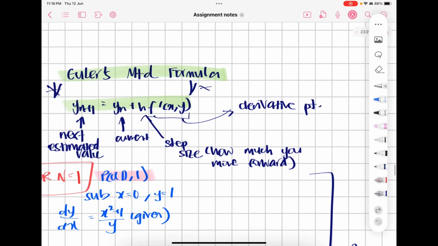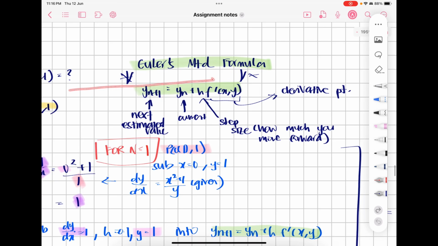So we're going to be discussing the Euler's method formula. So this is the formula. What we're calculating is actually the next estimated value. So what we need is the current y value, the h, which is the step size, which is how much you move forward on the x-axis, and also the derivative point, which is your dy dx.